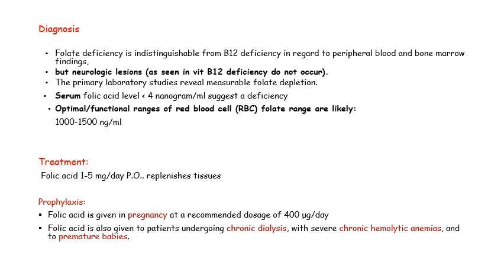For treatment, after treating the cause, the patient should be given folic acid between 1 to 5 milligrams per day. Usually it will be taken as oral tablets. This will be quite enough to replenish the tissues. Prophylactic folic acid is given in pregnancy at a recommended dosage of 400 micrograms per day. Folic acid is also given to patients undergoing chronic dialysis, those with severe chronic hemolytic anemia, and premature babies.